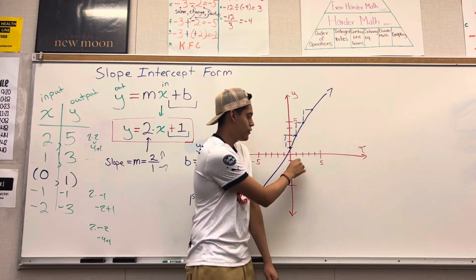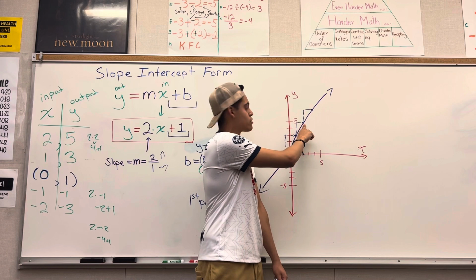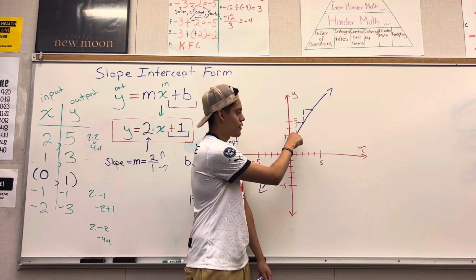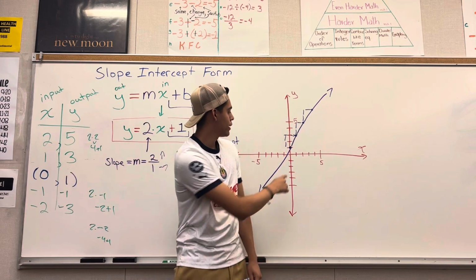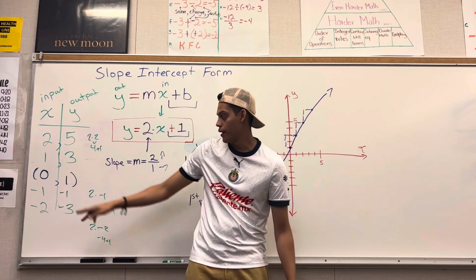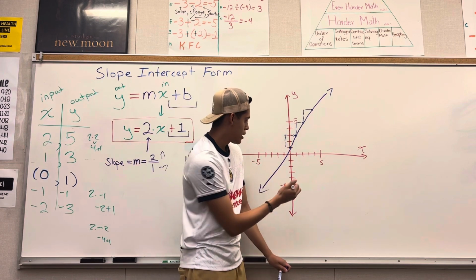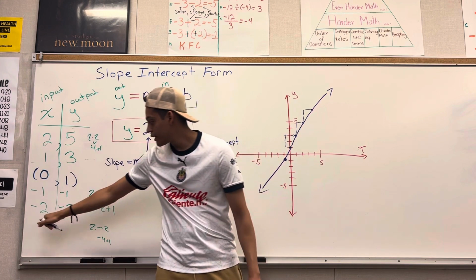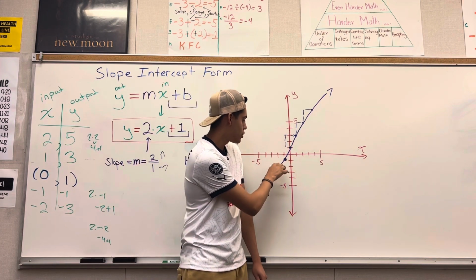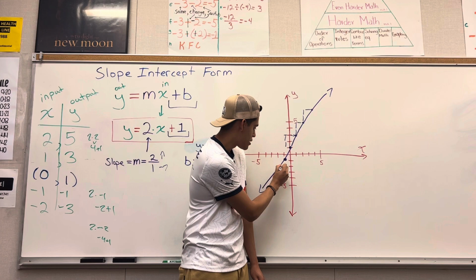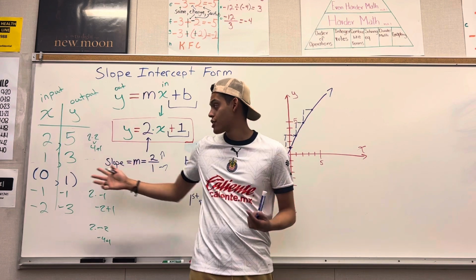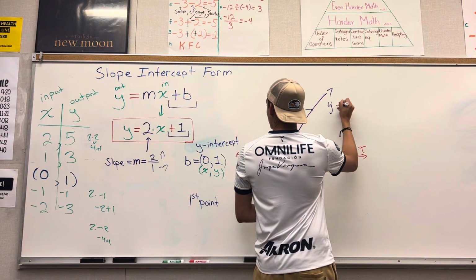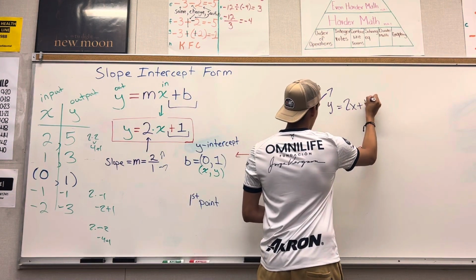2, 5, boom, our point is right there. 1, 3, we have 1, 3 right there. 0, 1, we know it's our y-intercept, the one we started with, boom, right there. -1, -1, it is our point right here. And then finally -2, -3: go down 3, and it will be our point right here. So you see these two match up exactly the same. So we see that this line is y equals 2x plus 1.